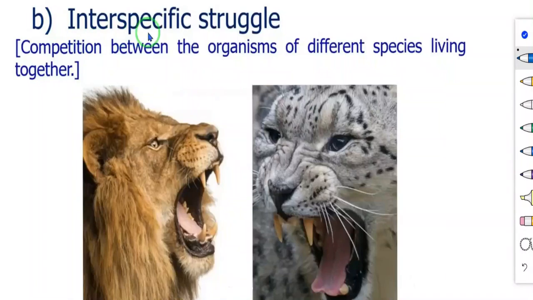Second one, interspecific struggle. Competition between the organisms of different species living together. Here lion and tiger both belong to different species. So they are fighting for what purpose? Maybe food or shelter or some other purpose. So this is known as interspecific struggle.